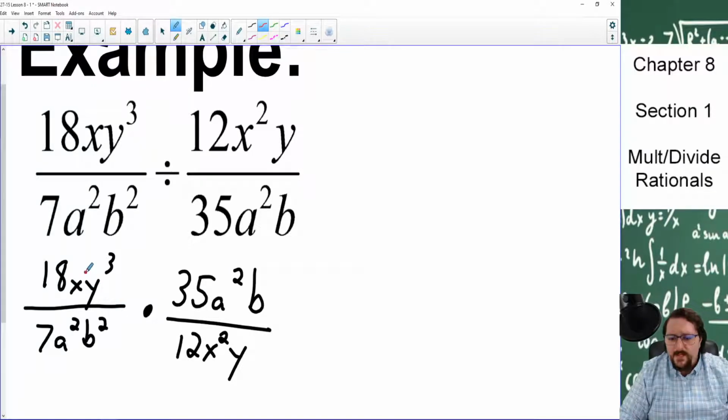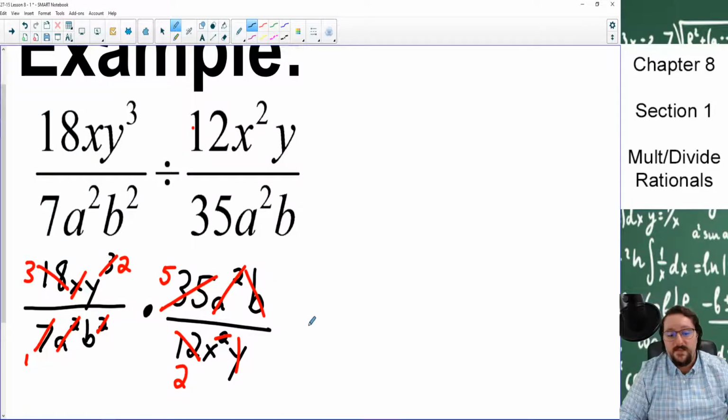I have one x here that cancels out one of my x's over here. I have one y here that cancels out one of my y's up top. In the other direction, we've got a b here, making that a singleton b. I've got an a squared here, 2 a's that cancel both of these a's. But wait, there's more. We can cancel out a 6 from both the 12 and the 18. And a 7 from both the 7 and the 35. See, sometimes division makes things easier.